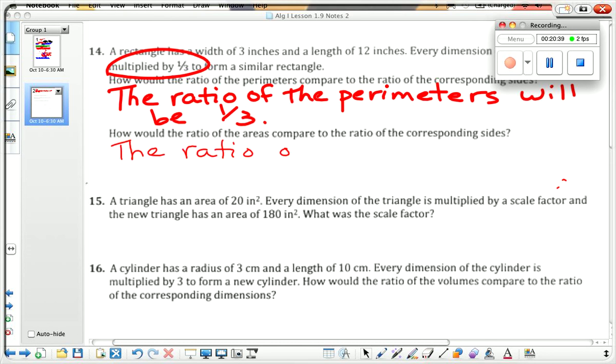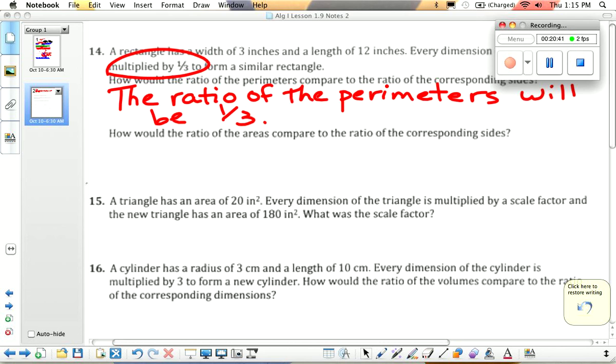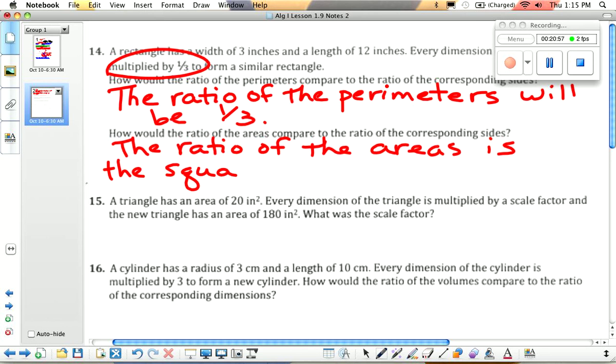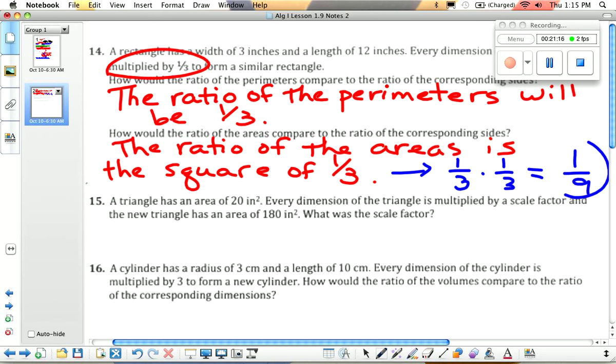Let's take this back, okay? The ratio of the areas is the square of 1/3. The ratio of the areas is the square of our scale factor, which is 1/3. So 1/3 times 1/3, no calculators needed, it is 1/9. There's our ratio of areas.